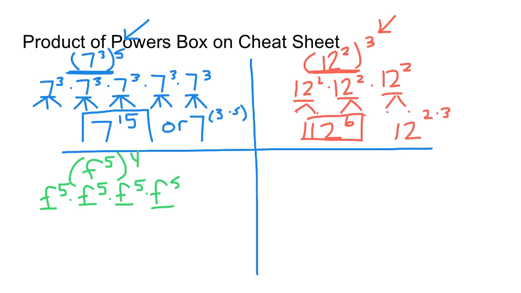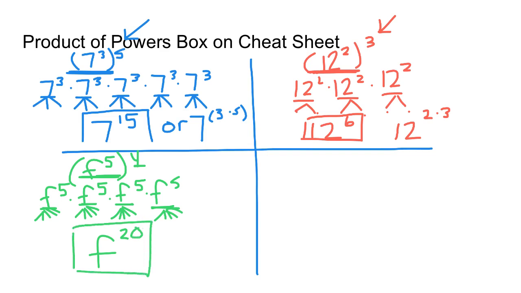All right, I have my base, F to the 5th, multiplied 4 times. 1, 2, 3, 4. Each of these F to the 5ths has 5 F's. 5 are here because that's my exponent. 5 are here because that's my exponent. 5 are here because that's my exponent. So F is being repeated, if I count them up, 20 times. If I used my shortcut, keep the base, multiply my exponents.